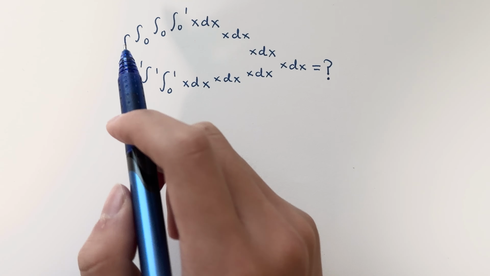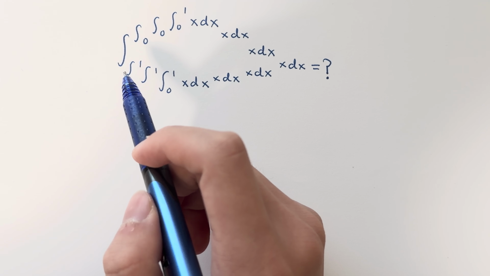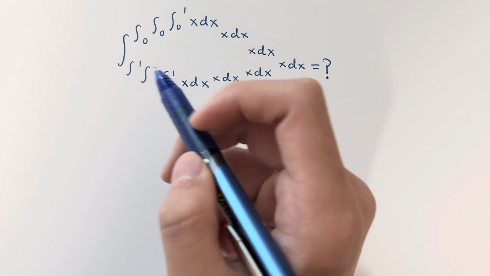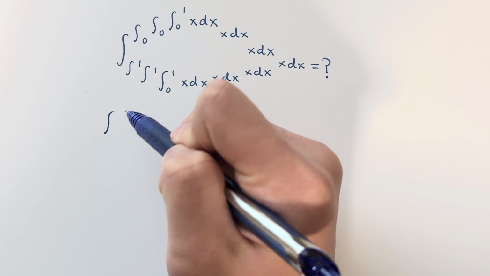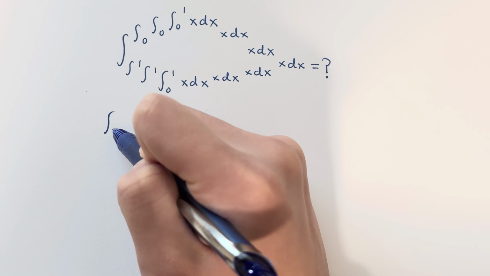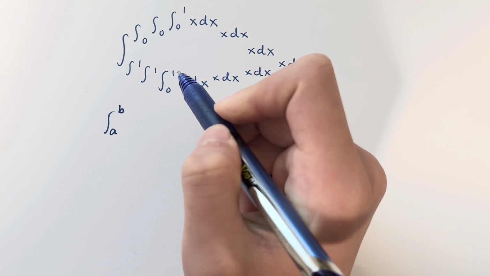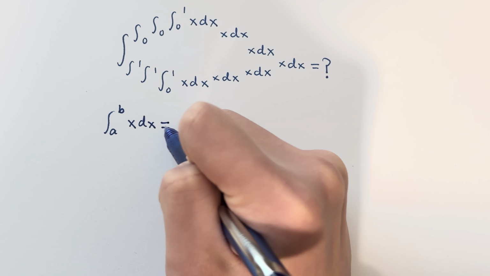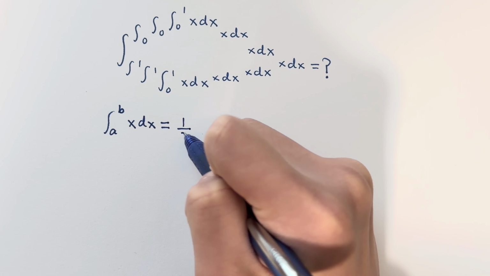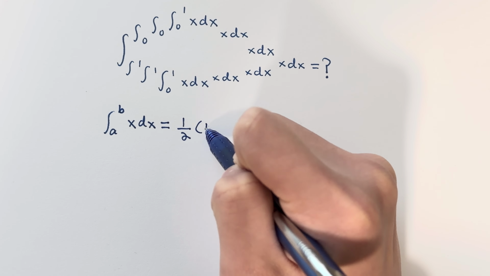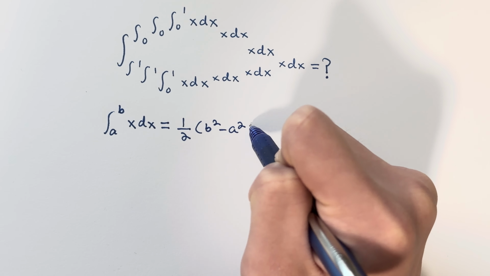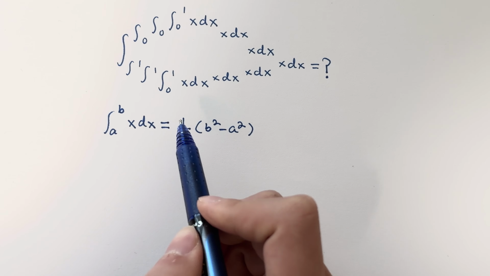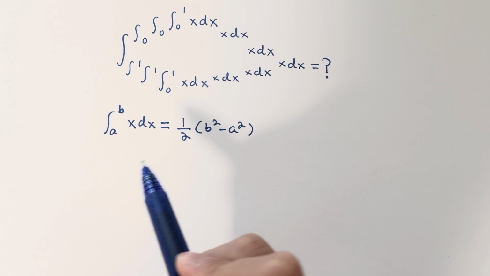So, each of these S marks you see here is the same operator. We can use the fundamental theorem of calculus to solve it. We can say the integral from a to b of x dx is equal to 1/2 times b squared minus a squared, because the indefinite integral of x dx is just x squared divided by 2.